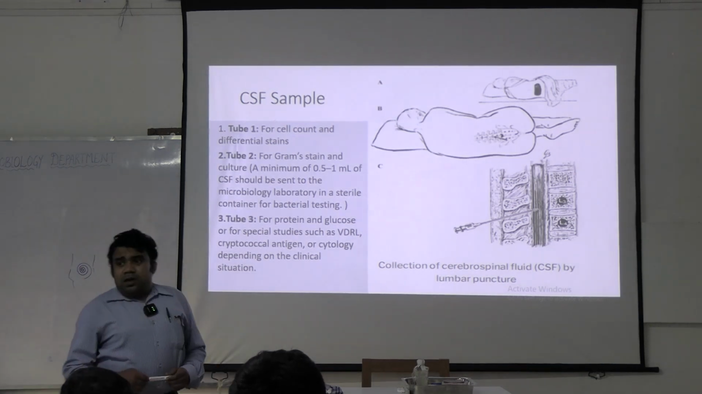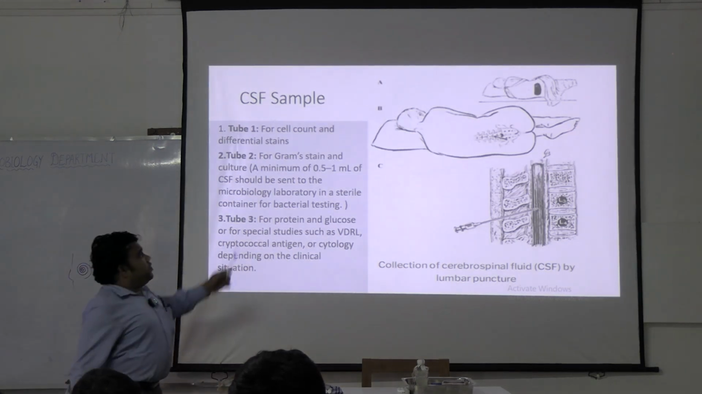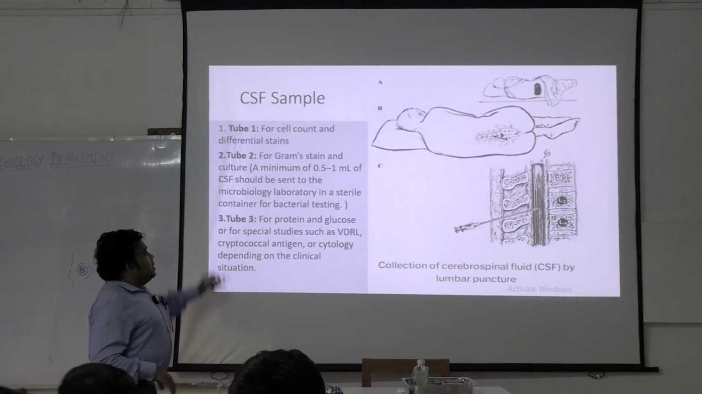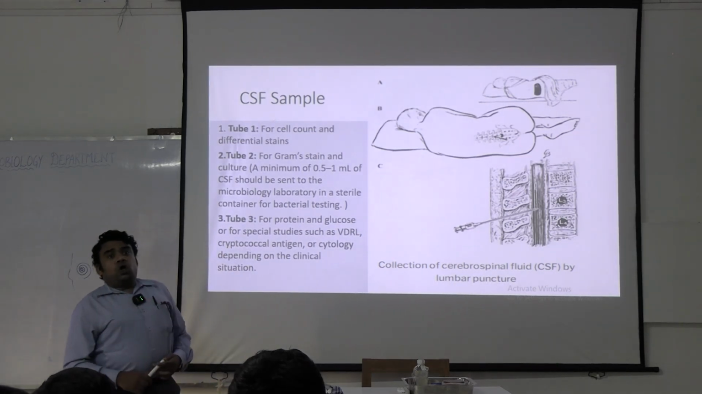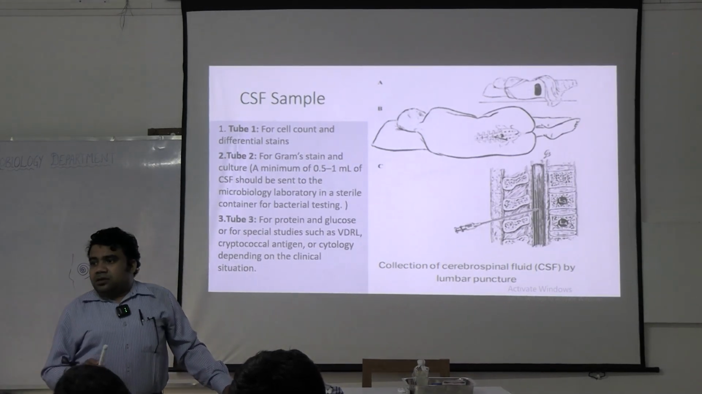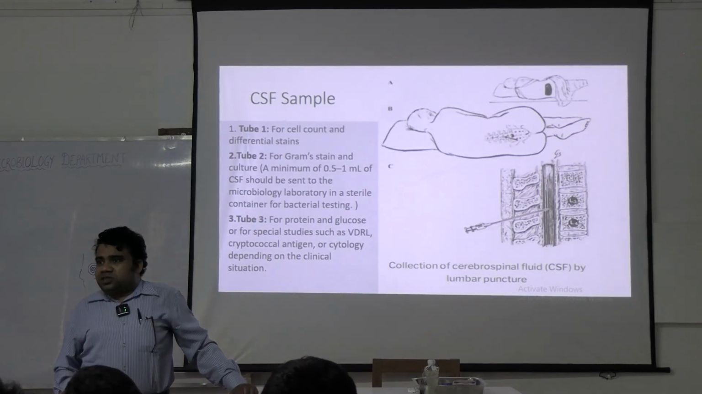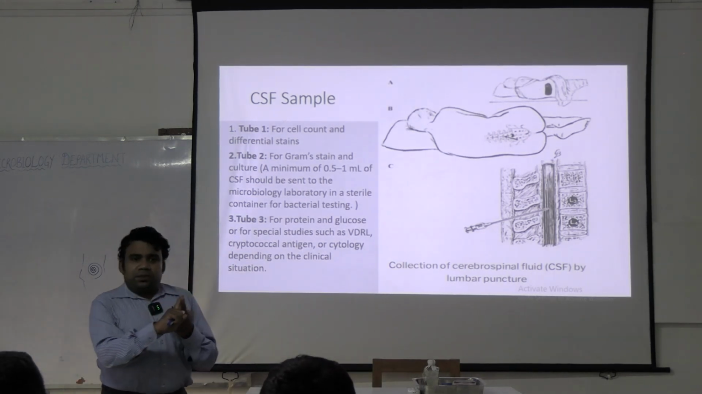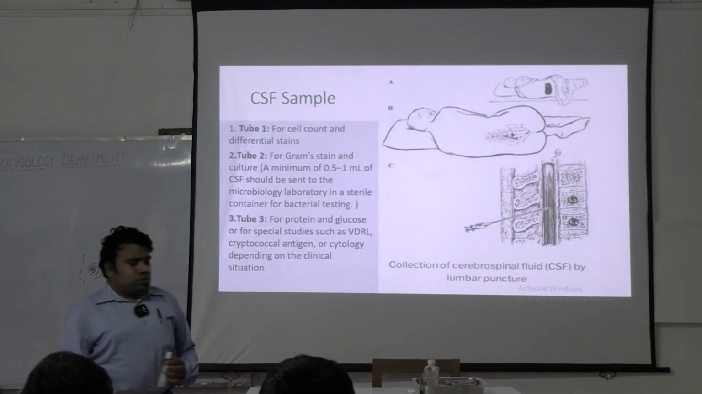Now keep in mind, when you are collecting CSF, you should collect 3 tubes, 3 samples. The first one is for cell count and differential stains for microscopy. The second one would be for microbiological investigation including culture, and the third will be to analyze proteins and for biochemical analysis. When we discuss CNS infections, we'll go into the details of why glucose and proteins are estimated. Just keep in mind, for cells we need one sample, for culture we need one sample, and for biochemical analysis we need one sample. So at least 3 tubes should be taken.